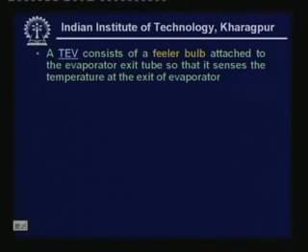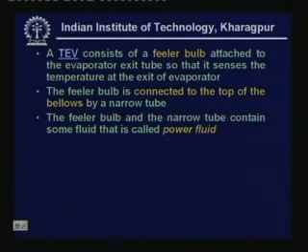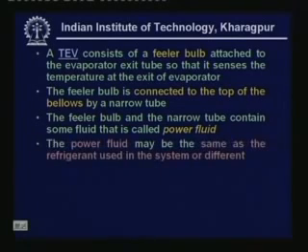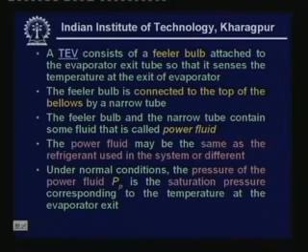So, now let me describe the working principle of a thermostatic expansion valve. A thermostatic expansion valve consists of a feeler bulb attached to the evaporator exit tube so that it senses the temperature at the exit of evaporator. The feeler bulb is connected to the top of the bellows by a narrow tube. The feeler bulb and the narrow tube contain some fluid that is called power fluid. The power fluid may be the same as the refrigerant used in the system or different. Okay, so now let me show the picture of that.